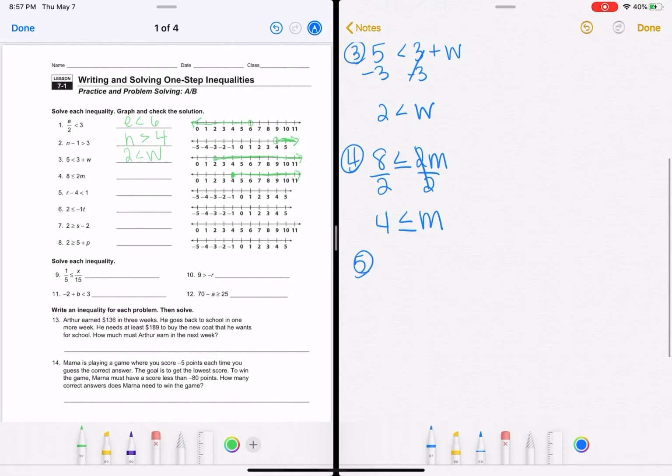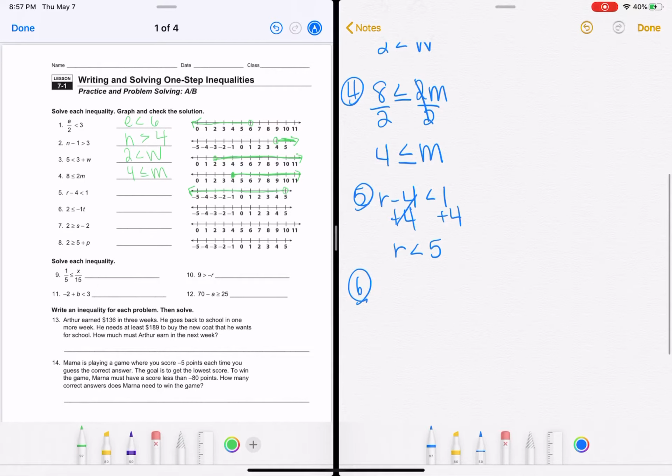Number 5. We have r minus 4 is less than 1. Add 4 to both sides. r is less than 5. Open circle, all the way to the left.